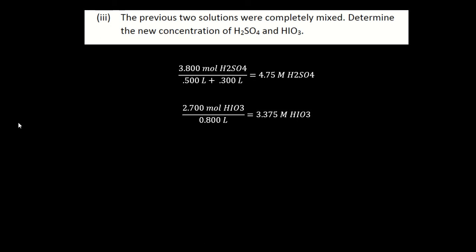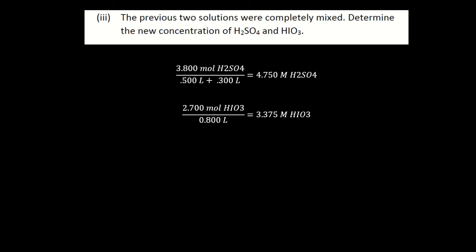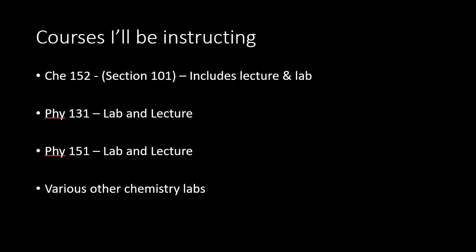Therefore, we went from 7.6 molar sulfuric acid to 4.75 molar sulfuric acid concentration, and we went from 9 molar iodic acid to 3.375 molar iodic acid. Therefore, that is simply how to do these problems right here. Now, that is essentially the practice worksheet.